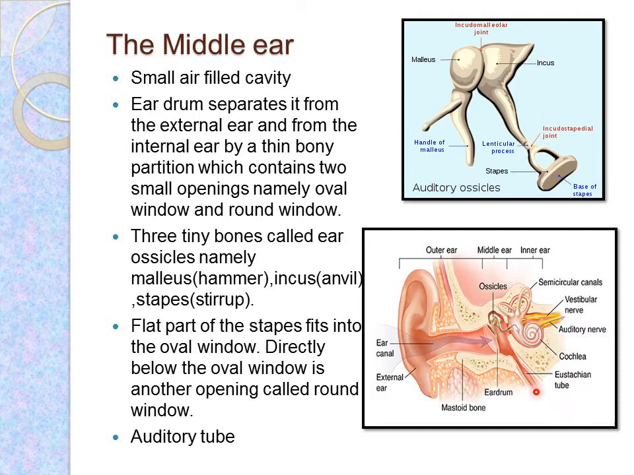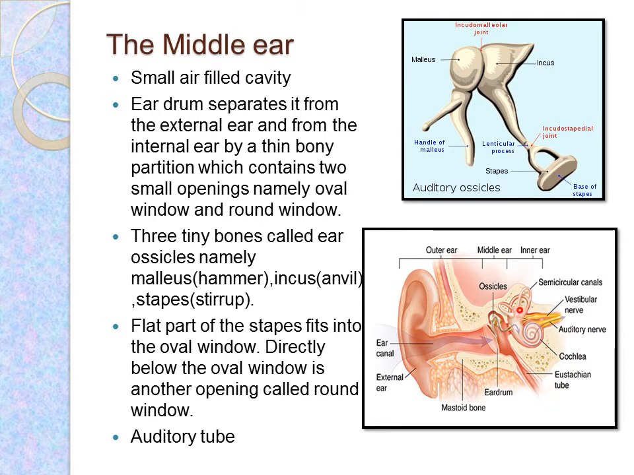Now the eustachian tube also helps in equalizing the air pressure on both sides of the eardrum. This eustachian tube helps in equalizing the air pressure on both sides of the eardrum. Now is it clear to everyone? Now again, once we will do the revision.